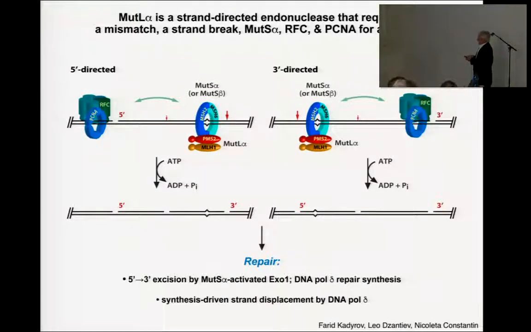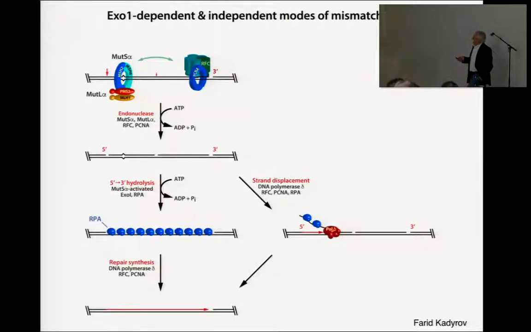So MutL alpha is an endonuclease. An action of this endonuclease is strand-directed. It is targeted to the heteroduplex strand that contains the pre-existing break. Incision can occur at a variety of sites. Initial events appear to be biased to the distal site of the mismatch. This reaction occurs on both 5' and 3' heteroduplexes to yield molecules in which the mismatch is bracketed by 5' and 3' strand breaks. And Fried Kadyrov showed that 5' termini produced in this manner can serve as loading sites for two modes of mismatch removal: hydrolytic removal by MutS alpha activated EXO1, the reaction I described a moment ago, or by synthesis-driven strand displacement by DNA polymerase delta.